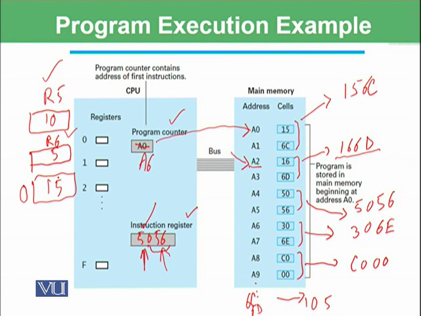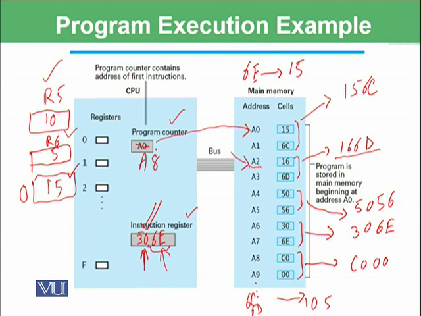Next time, when this has been executed, the next instruction will be fetched from A6, that is 306E. So 3 means store. Store means you want to store some information from the register to the main memory. What to store? The content of register 0, which is 15. It should be stored at the address 6E. So there is another address in the main memory known as 6E, and that will hold the value 15, and the program counter is now pointing to A8.